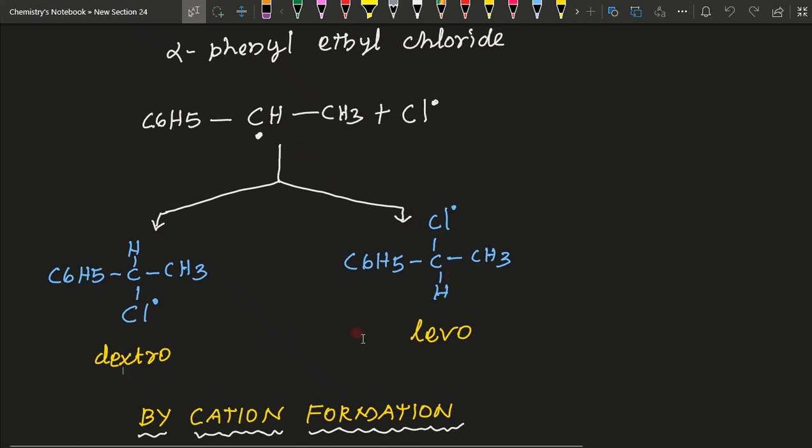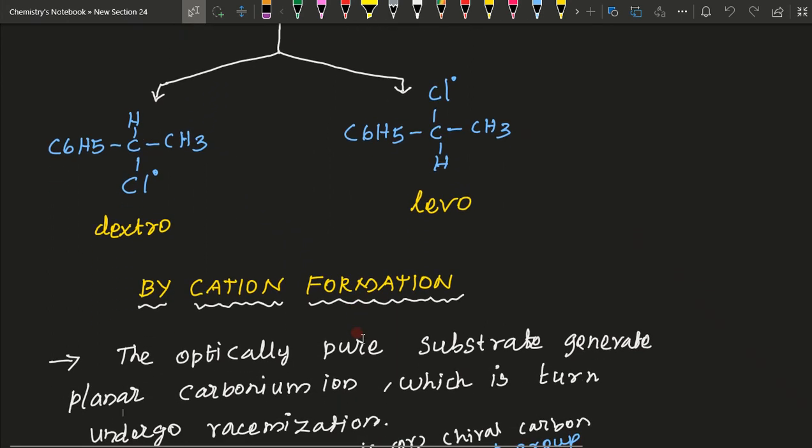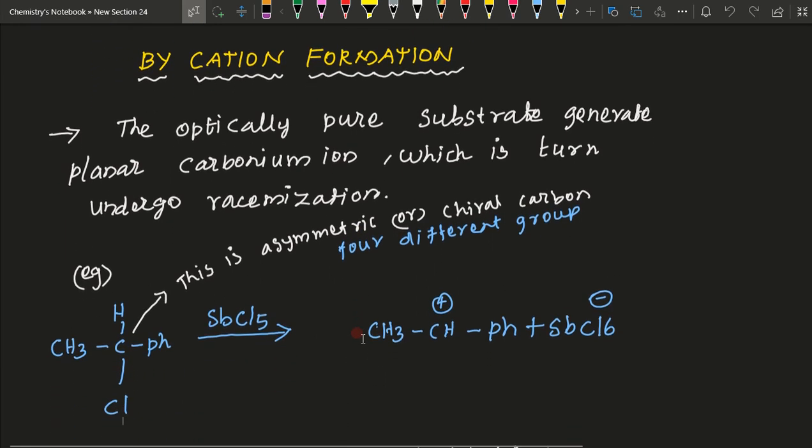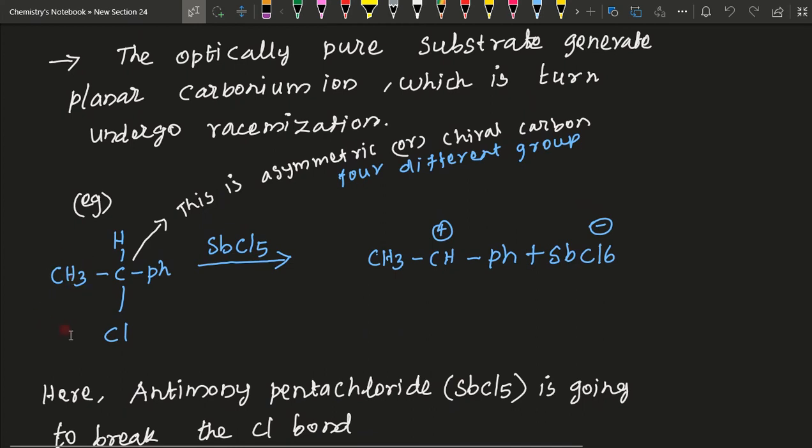Next, racemisation by cationic formation. The optically pure substrate generates a planar carbonium ion which undergoes racemisation. For example, CH3, this is the methyl group, this is the phenyl, CH, this is the Cl. This carbon is an asymmetric or chiral carbon, or non-superimposable carbon, because there are 4 different atoms or groups. So when treated with SbCl5, we get CH3, CH positive charge, this is the phenyl, plus SbCl6.